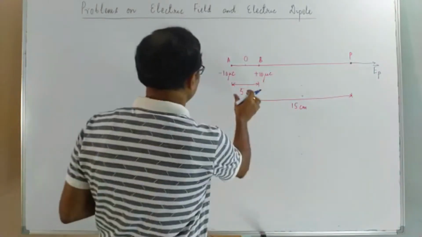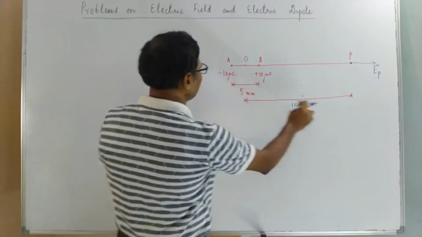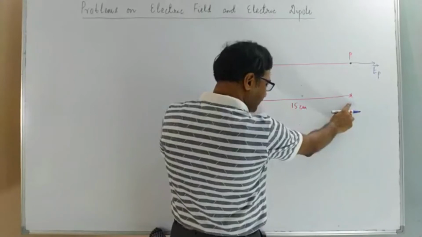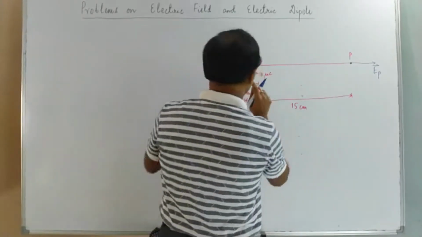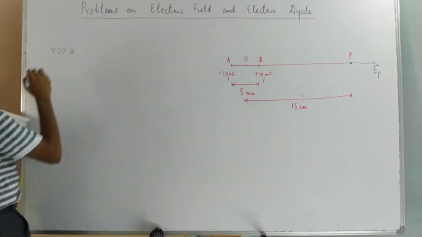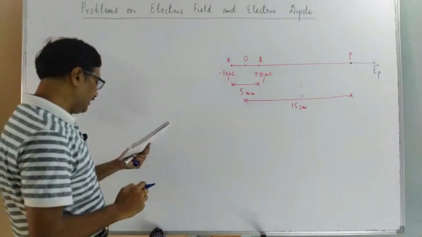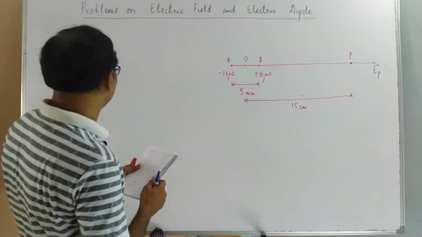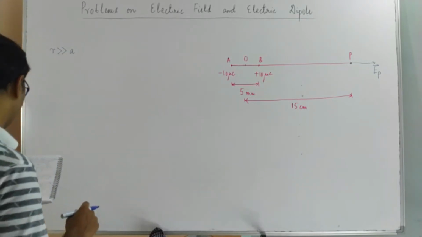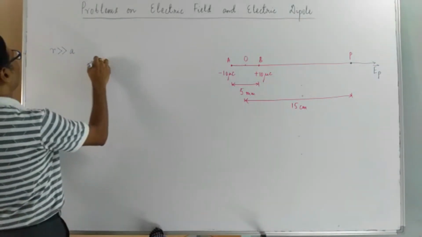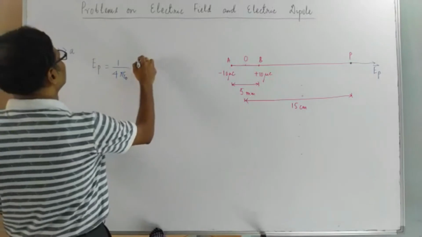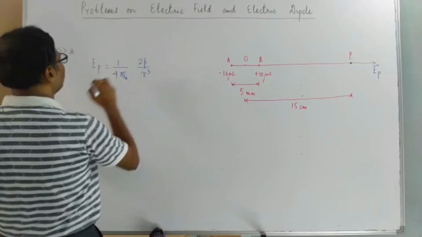But you can also see that this separation is much less than this distance, or in other words, this R is much greater than this twice A. So I may consider the case where R is much greater than A. Under this consideration, the electric field at an axial point can be calculated by using this formula. EP is equal to 1 by 4 pi epsilon 0 into 2P by R cube.